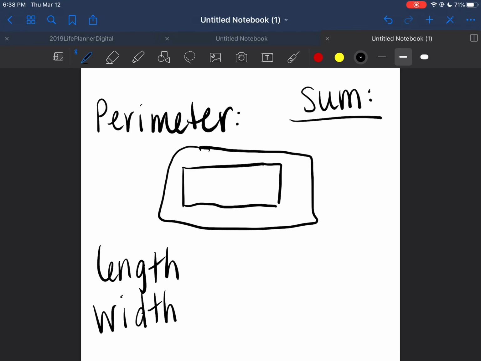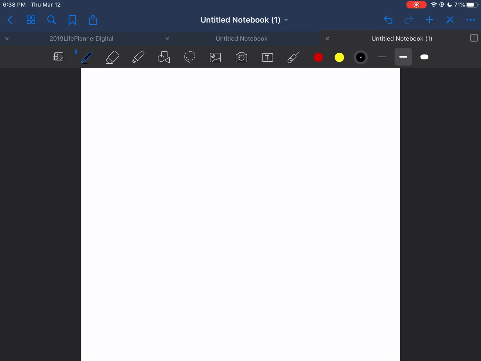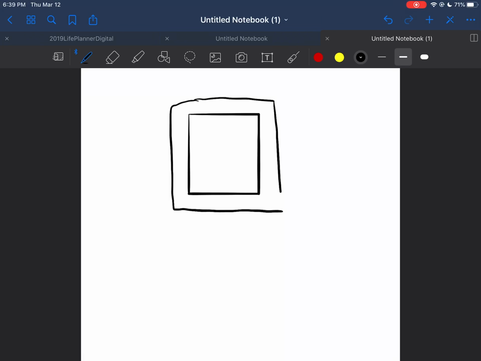Before we really get into it, what is perimeter? Perimeter is the distance all the way around the outside of a shape. If this is my shape, and hopefully we all know what that shape is, from our geometry unit, this is a square. The perimeter is the distance all the way around the outside of the shape. It's how much space the shape takes up on the outside.